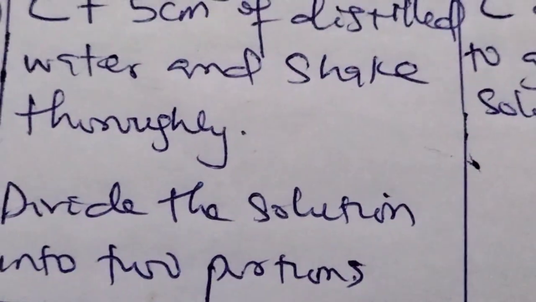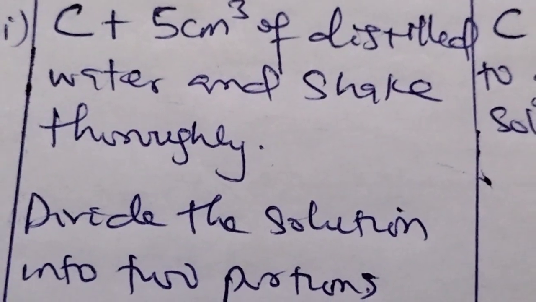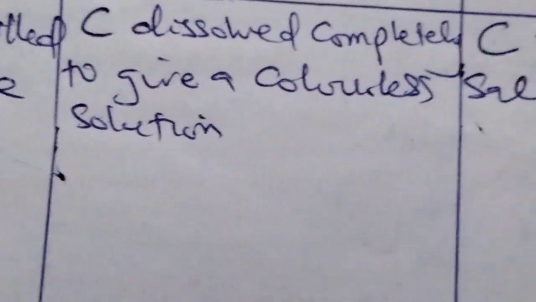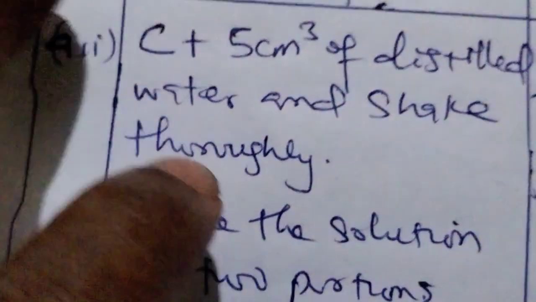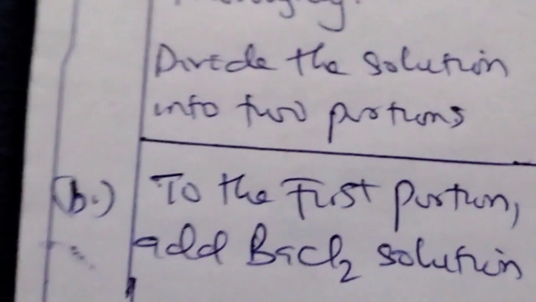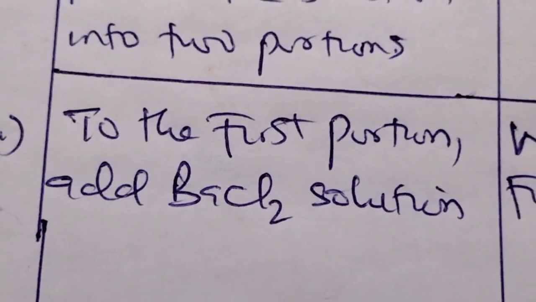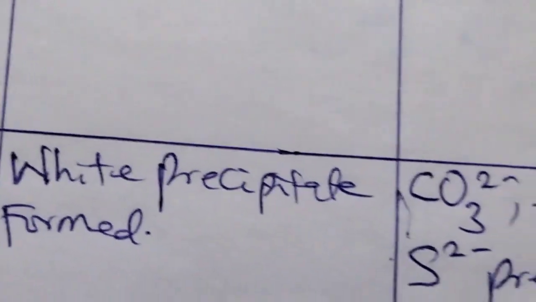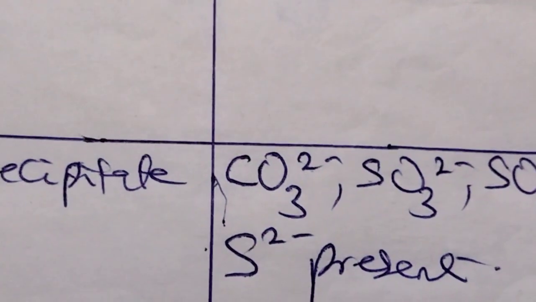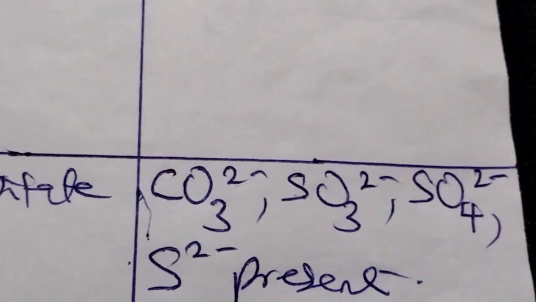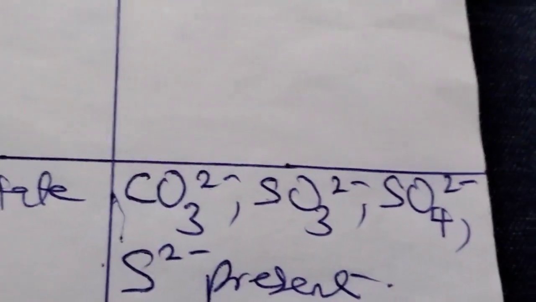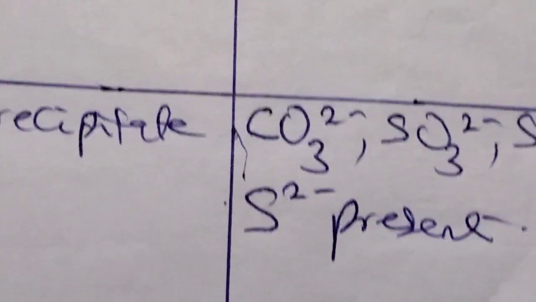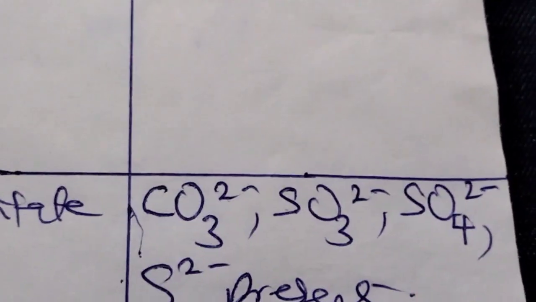Then the third one, divide the solution into two portions. That is just a command. There will be no observation or inference for that particular command. We'll go to the next question. BI. To the first portion, add barium chloride solution. Observation: white precipitate formed. Inference: bicarbonate, sulfite, sulfate, or sulfide ion present.